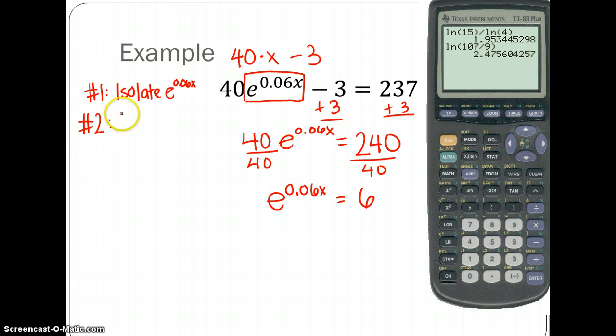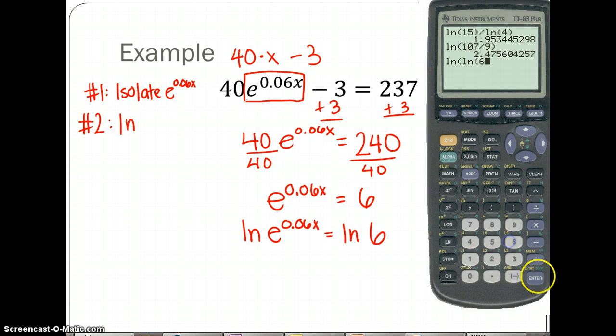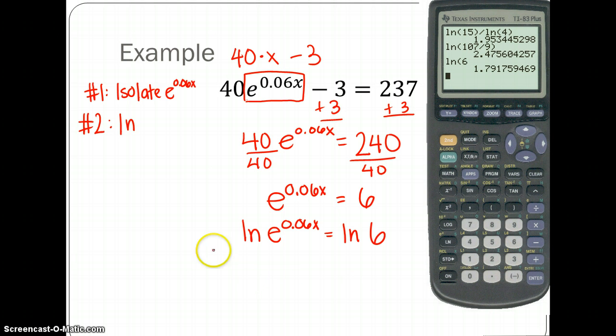Step 2, natural log of both sides. So natural log of e to the 0.06x equals the natural log of 6. And remember, whenever we say natural log of a number, it's just a number. It's not a pretty number. So natural log of 6 is 1.79. So not a pretty number, but it is a number.